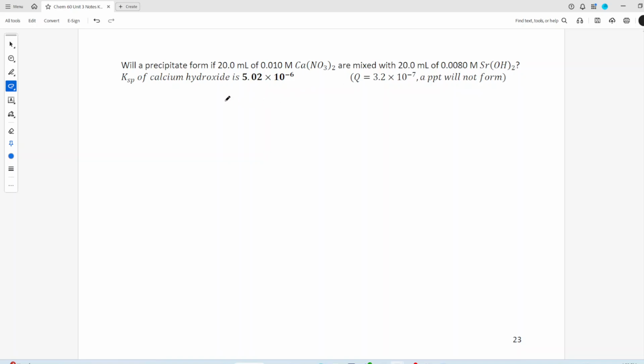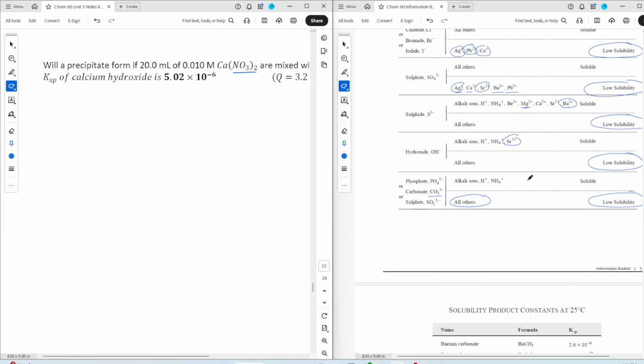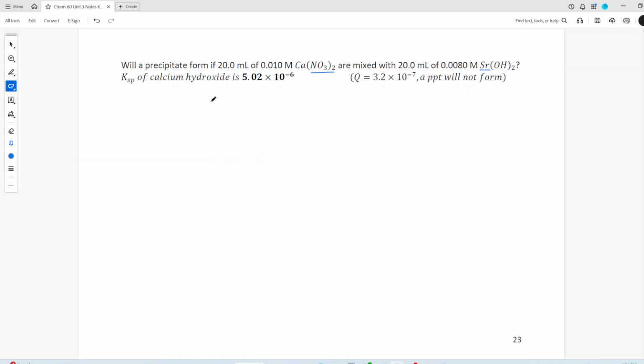So the first thing you want to figure out is what is your potential precipitant. So I know it's not going to be the strontium nitrate, so it's going to be calcium hydroxide. And if we double check, and we go back up here, calcium hydroxide is definitely low solubility. So let's go for it. So I'm going to say that calcium hydroxide is going to dissociate into calcium ions and hydroxide ions in a 1:2 ratio.